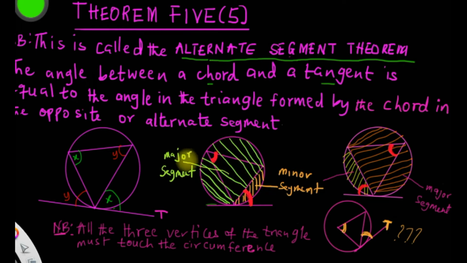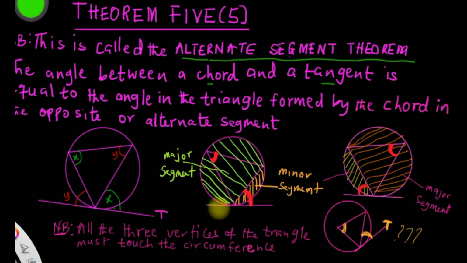It's another segment, a major segment, and this one is a minor segment. So the tangent meets this chord here and forms this angle with the chord. And then we are saying that this angle, the angle formed by this tangent and this chord, is equal to what? The angle in the triangle.